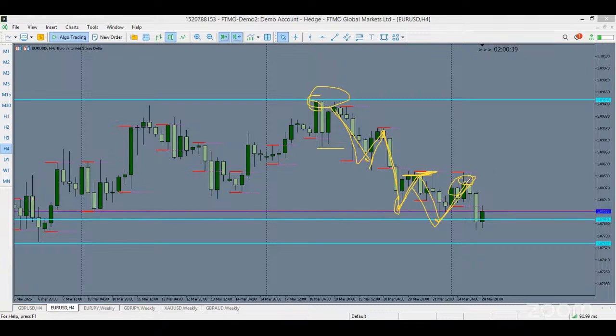This level here is then gone to. Okay, so from that level there, where are we now?